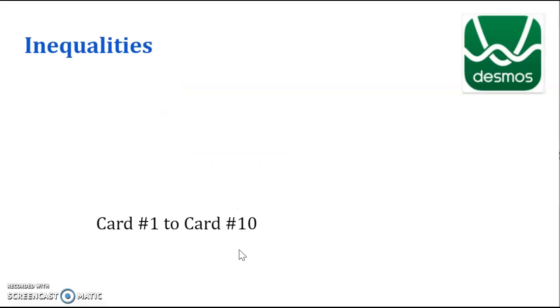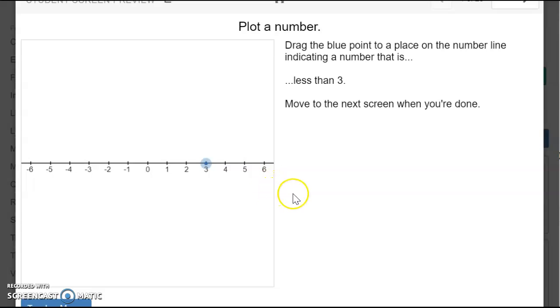Now we're going to tackle inequalities. So to get you started, I'm going to ask you to work on cards number 1 to 10 of decimals. It should be very quick. You're just making a guess and you're seeing other classmates' answers at the same time. Here we go. This is card number 1.